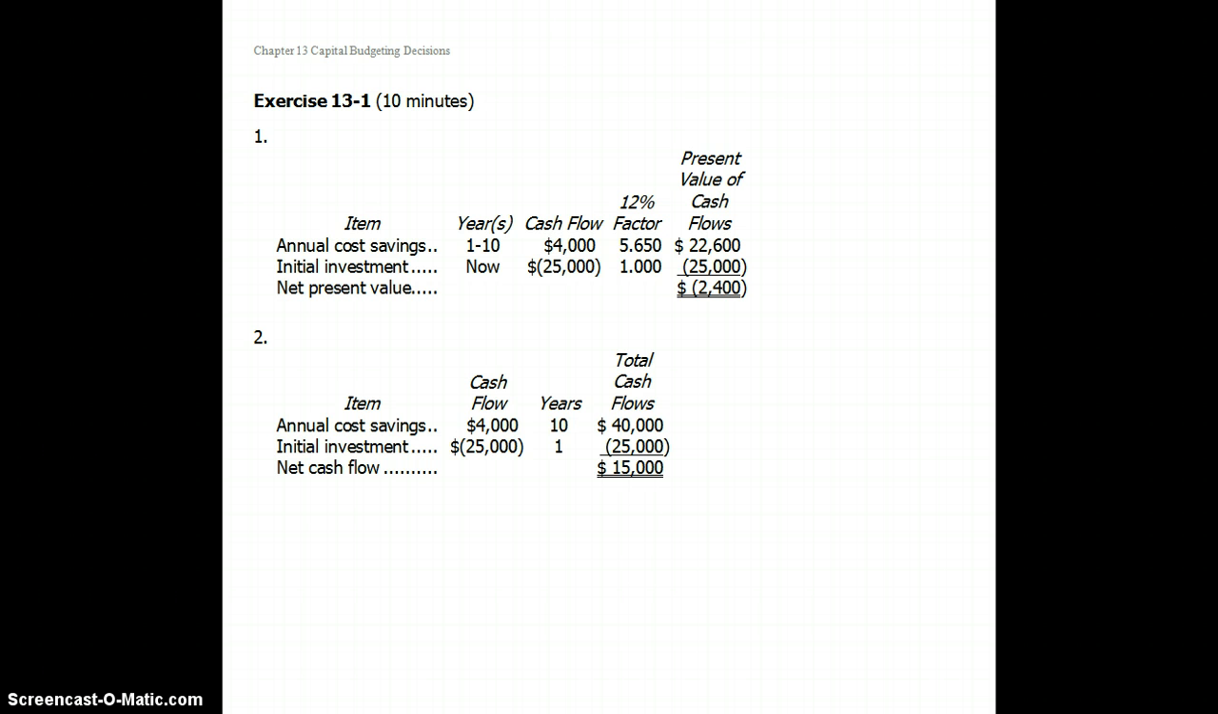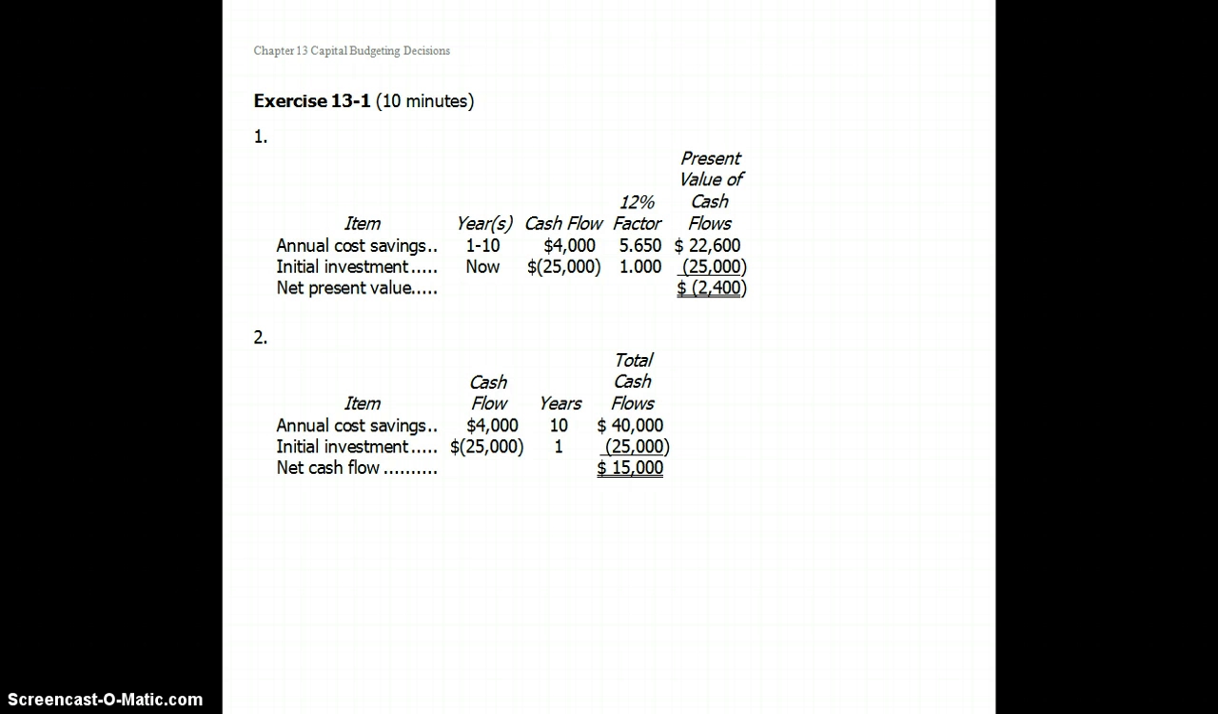So the way to tackle this problem is, when we do net present value, we take the initial investment less the present value of the future cash inflows. So the initial investment today of $25,000 is an outflow of $25,000. What we need to determine is that we're going to receive $4,000 per year, each year for the next 10 years, in cost savings.